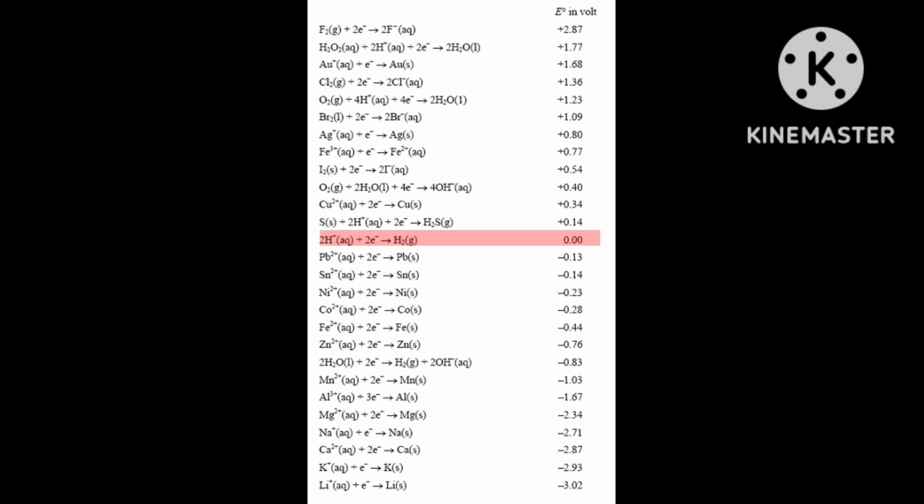And like that, at the end, as I told you, is the auric, Au3+ oblique Au, because it is finally converting to the metal. Before auric, silver comes, which is before gold. Before that, silver: Ag+ oblique Ag. This is the way to write. Then I have discussed these things.